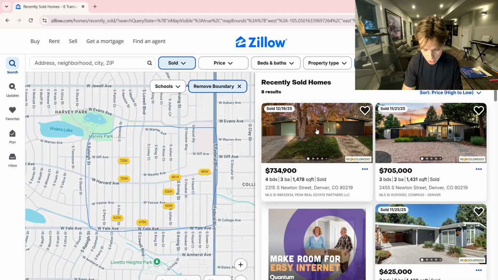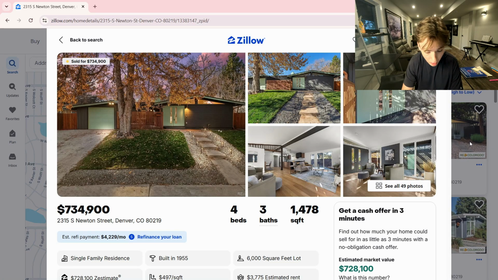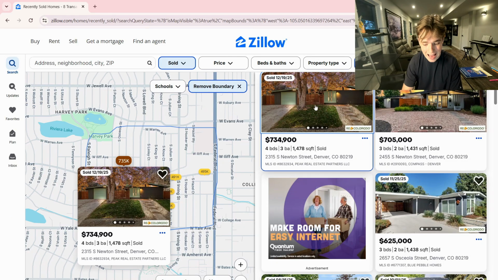Now, this could be a good comp, right? This is a 4-bed, 3-bath, 1478 square feet, pretty similar. It has 2 extra bathrooms. It also has a garage, which ours doesn't have. Now, a lot of people will say this is the highest sold, so our property is worth $735,000. Now that's wrong.